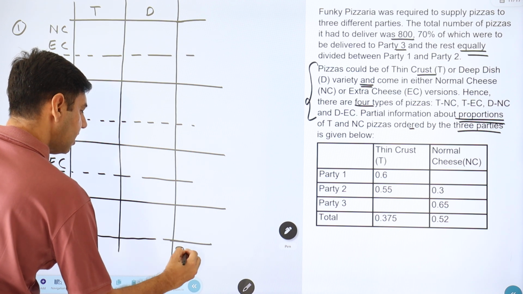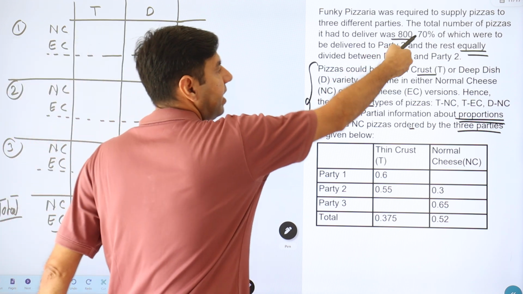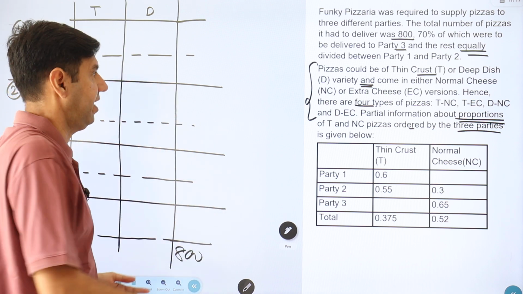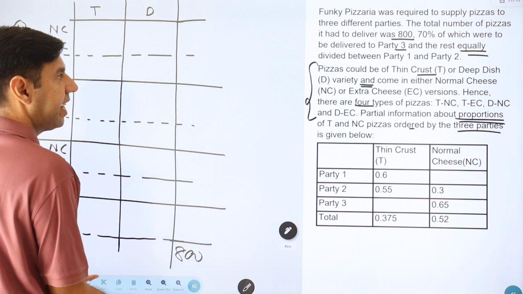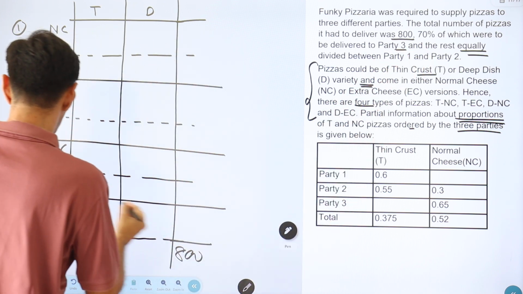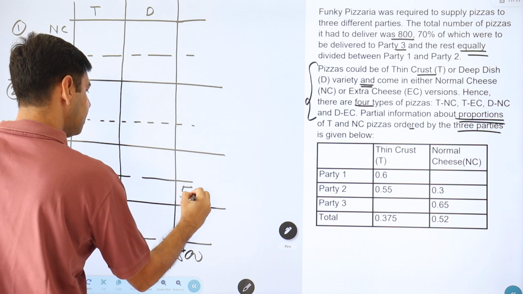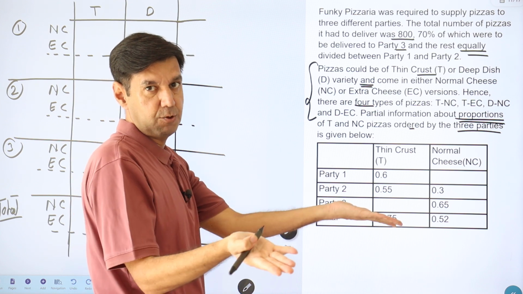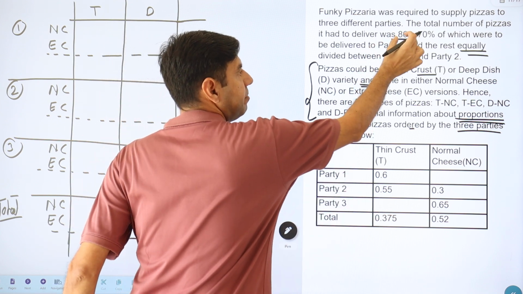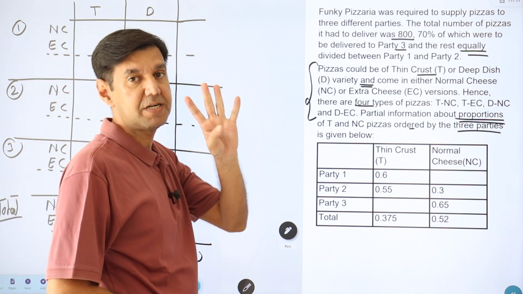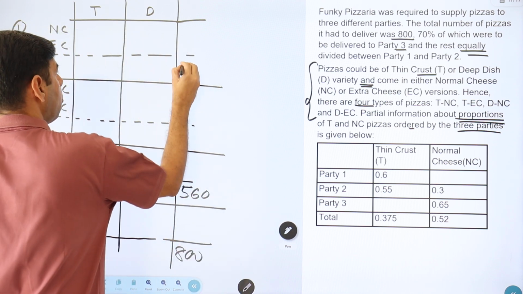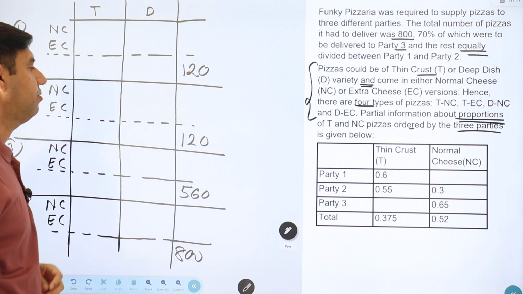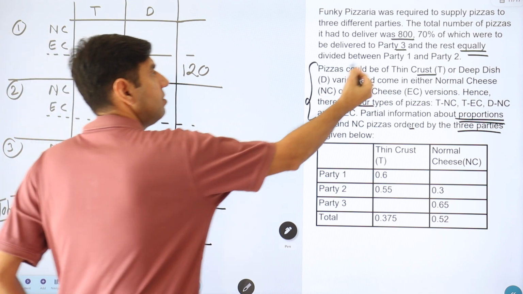So we know the grand total is 800. Out of 800, now pay attention to how quickly you do the calculation, because that's the only other value add here. 70% of 800 is direct. 7 into 8, 56. So for party 3, the total number of pizzas will be 560. 30% is left, divided equally, 15% each. What is 15%? 10% is 80. So 5% will be 40. 80 and 40 is 120 and 120. So the sum of this is going to become 800. You can check that. Right? Now these numbers are done.